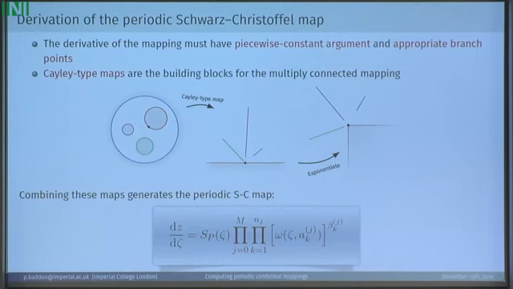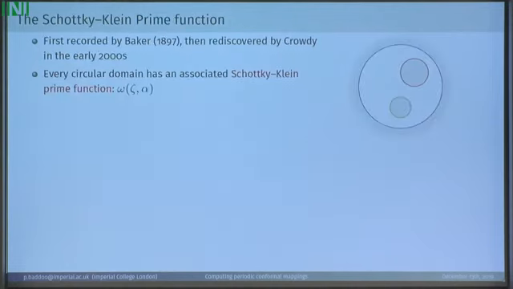And this omega here is the Schottky-Klein prime function, which has been mentioned in a couple of talks today. And if you don't know about it, it's the fundamental tool for working with multiply connected domains. So it was discovered, or at least recorded by Baker, who you'll notice is not called Schottky nor Klein, but then really rediscovered by Darren Crowdy and made accessible and applicable to problems in fluid dynamics in the early 2000s.